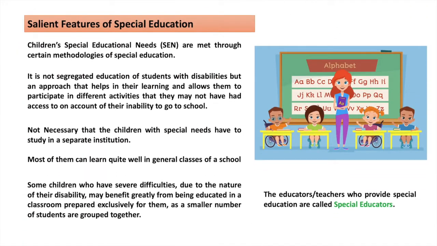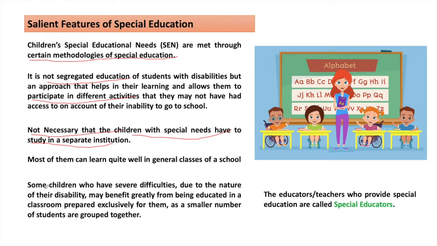Now, let's study some salient features of special education. Special education needs are fulfilled using certain methodologies of special education. Special education is not segregated education of students with disabilities, but an approach that helps in their learning and allows them to participate in different activities. It is not necessary that children with special needs have to study in a separate institution. Most of them can learn quite well in general classes of a school.